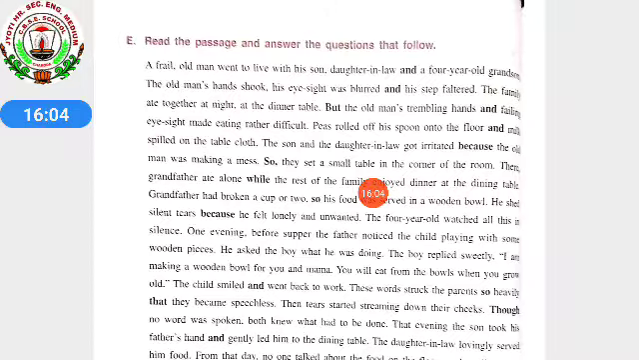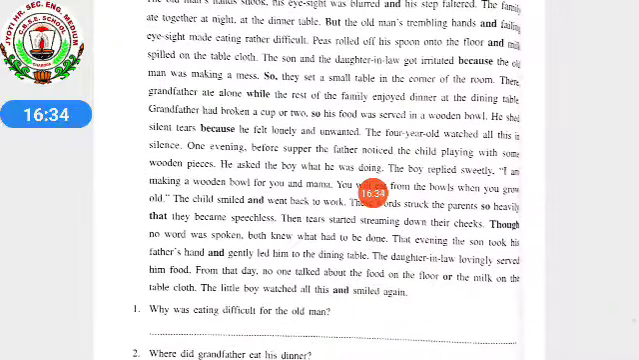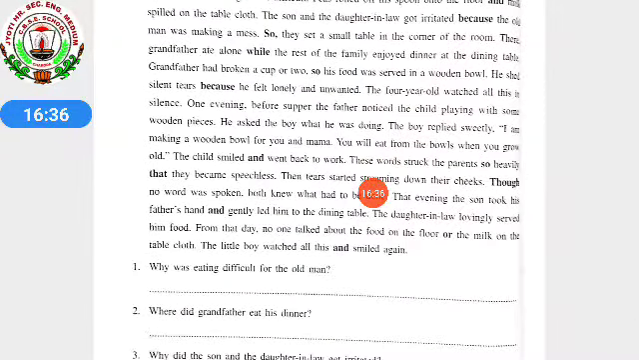One evening, before supper, the father noticed the child playing with some wooden pieces. He asked the boy what he was doing. The boy replied sweetly, "I am making a wooden bowl for you and Mama. You will eat from the bowls when you grow old." The child smiled and went back to work. These words struck the parents so heavily that they became speechless. Then tears started streaming down their cheeks, though no word was spoken. Both knew what had to be done.